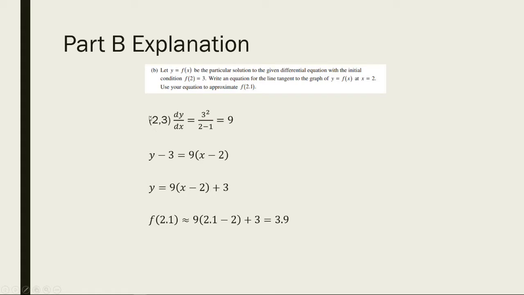Now we have the point and a slope, so we can use point-slope form. We get y minus 3 equals 9 times (x minus 2), and if you simplify that down, you get y equals 9 times (x minus 2) plus 3. Now to approximate at the point 2.1, f of 2.1 is about, if you plug it in for x, 9 times (2.1 minus 2) plus 3, which is just 3.9.